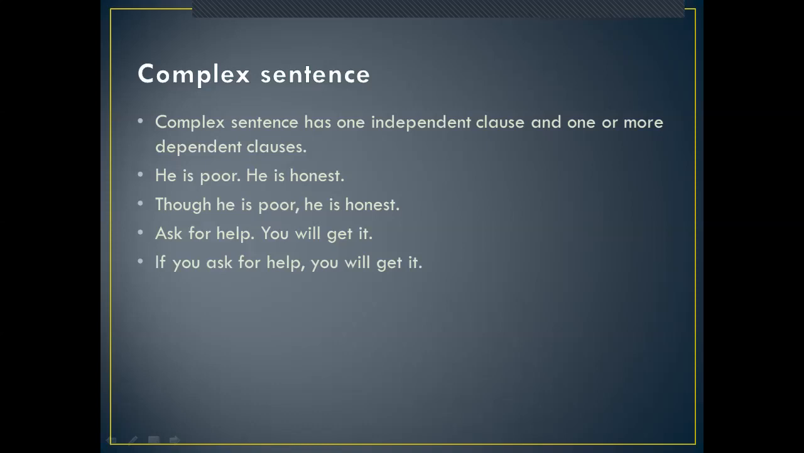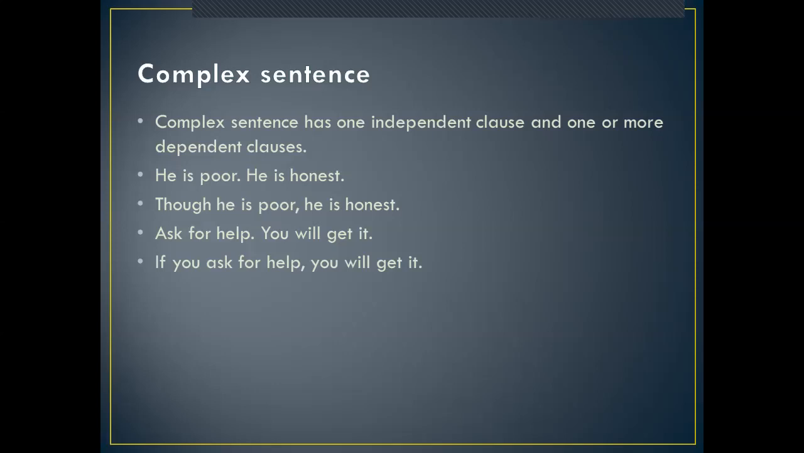Ask for help, you will get it. Now we can combine these two sentences with if. If you ask for help, you will get it. So identify the dependent clause. Okay, if you ask for help, this is the dependent clause, and you will get it is the independent clause, because this clause stands by itself. It doesn't need to depend on any other clause in order to make complete sense.